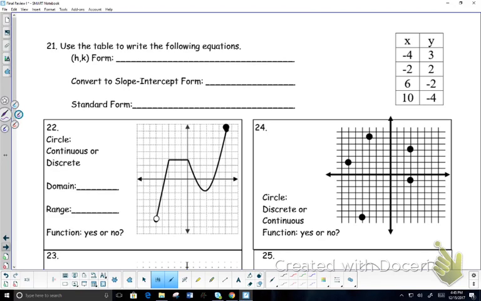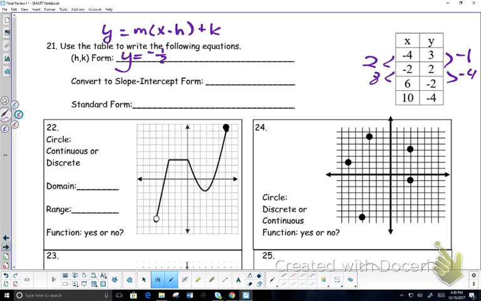Next, use the table to write the following equations. We kind of already did this a little bit. This would be negative 1. This would be positive 2. This would be negative 4. This would be 8. So if you'll notice, I'm getting a slope of negative 1/2. So I've got y equals negative 1/2. Remember, HK form looks like slope times (x minus h) plus k, where (h, k) can be any one of these points. I'll just go with the point (-4, 3), just because it's at the top. So I do x, insiders lie, since it's negative 4, I'll put positive 4, and then outsiders are the good guys, so plus 3.